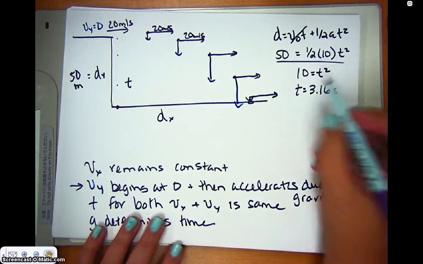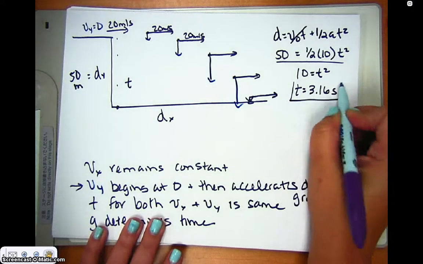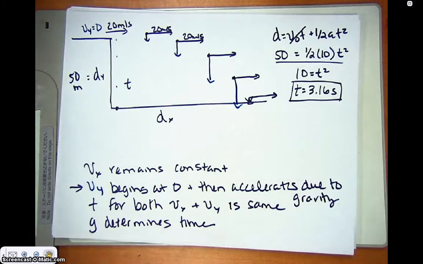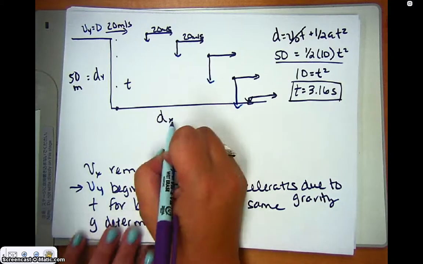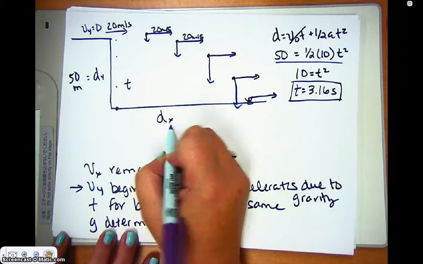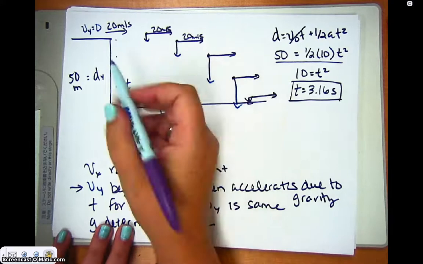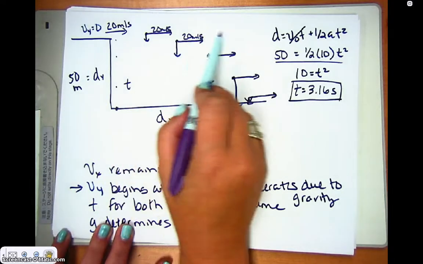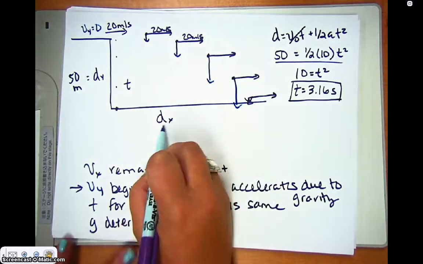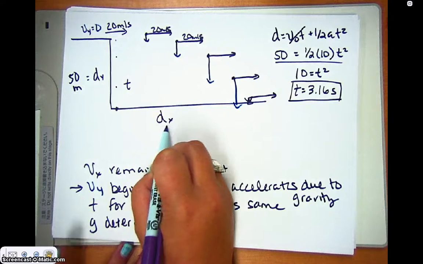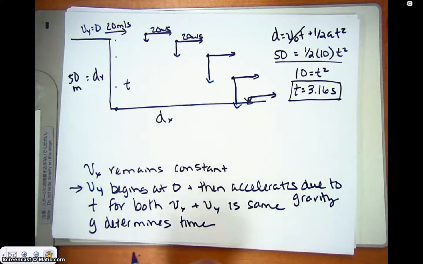All right, so now that I know the time that the object is flying through the air, now I can start looking at my x components of the problem, right? So let's try and figure out how far this object has gone. So if it takes 3.16 seconds as it's traveling in this direction, how far in the x direction from the base of the cliff does it land?